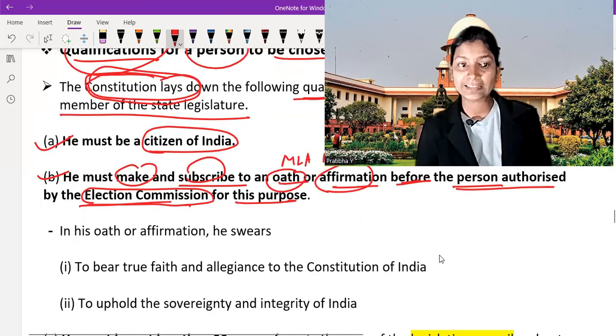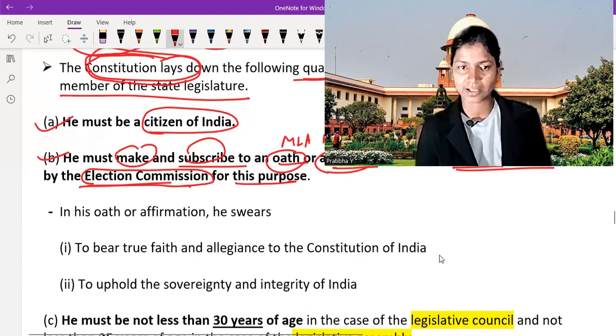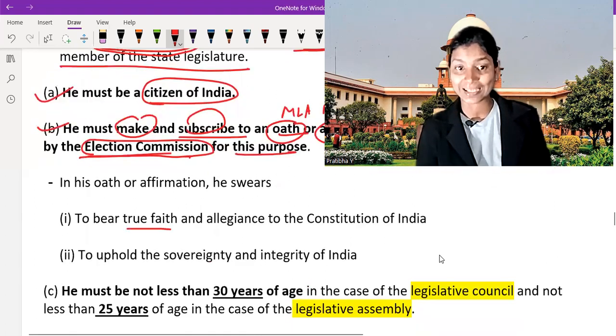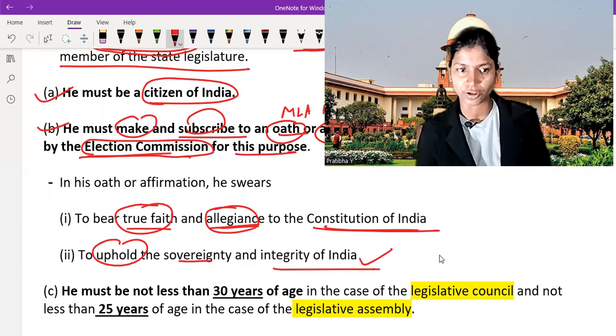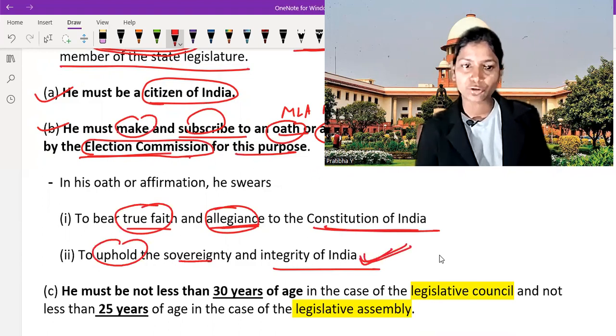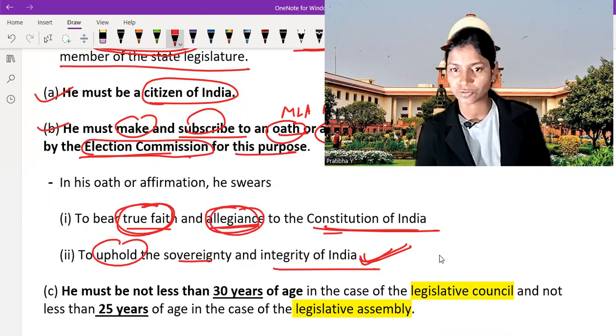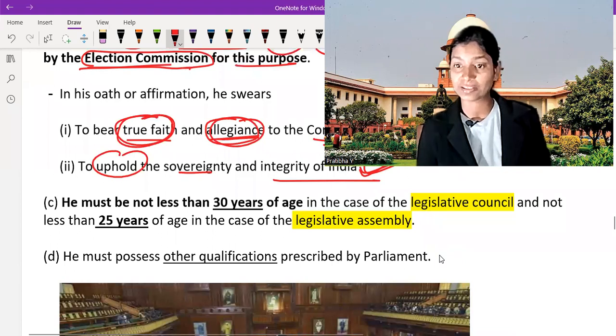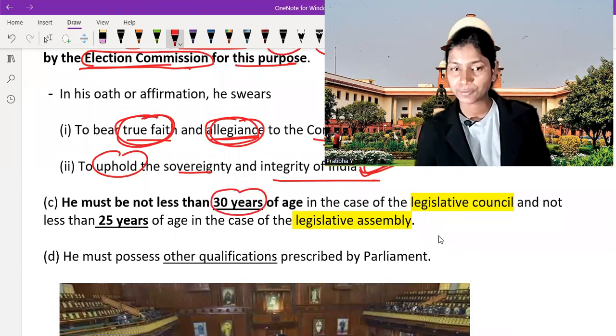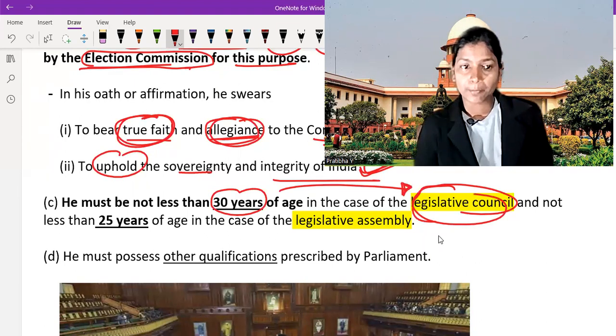In this oath or affirmation, the MLA or MLC swears to bear true faith and allegiance to the Constitution of India, to uphold the sovereignty and integrity of India. Very important. Next, he must not be less than 30 years of age in the case of the legislative council. If you want to be elected to the legislative council, you must not be less than 30 years of age.